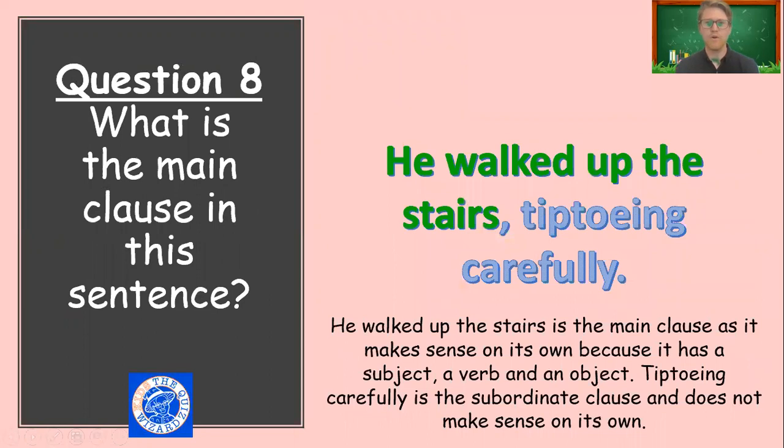Question 8, the main clause was he walked up the stairs. It's the main clause as it makes sense on its own because it has a subject, a verb, and an object. Tiptoeing carefully is the subordinating clause as it does not make sense on its own.